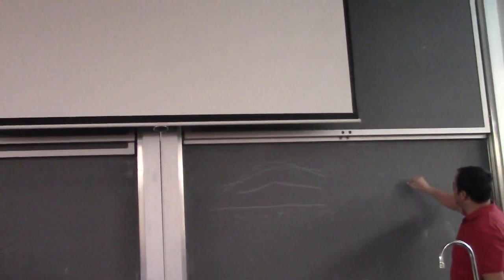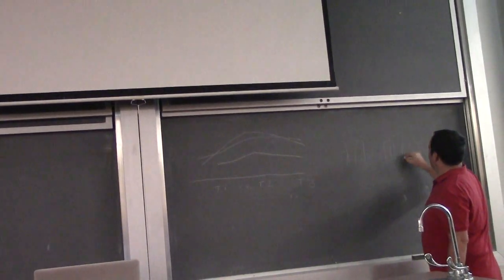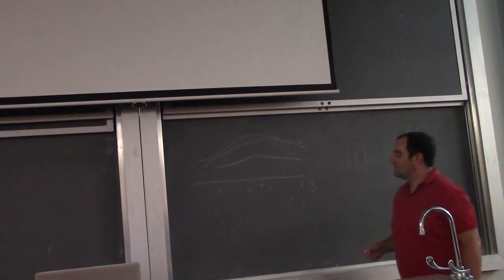I'll just draw. T1, T2, T3. I'm not going to draw the details here, but it's something like this. Generally, we see a trend here. Okay, another idea for this: a bar chart, a grouped bar chart. Something like this. Any other ideas?